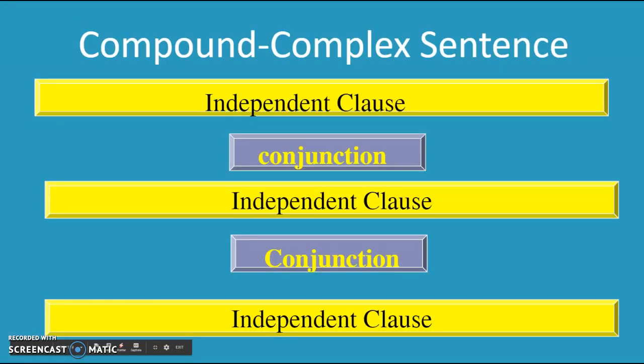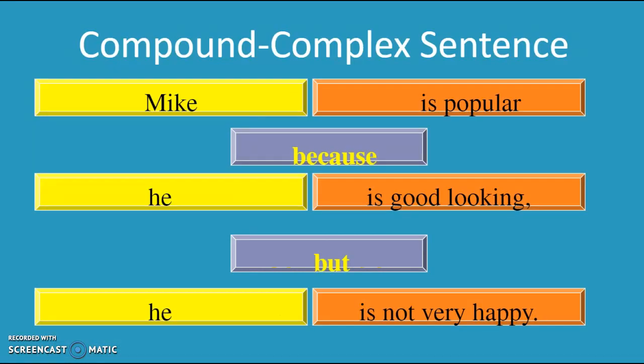Here's an equation for a type of compound complex sentence. You could have 3 independent clauses, 3 simple sentences that are joined together with conjunctions. So this is one of the 2 formulas you could have for a compound complex sentence. Look at this example. Mike is popular. That's a full and complete sentence. He is good looking. That's a complete sentence. He is not very happy. That's a complete sentence. But joined together with the conjunctions because and but, it sounds like this. Mike is popular because he is good looking, but he is not very happy. So we have an excellent compound complex sentence, 3 simple sentences joined together with 2 conjunctions.